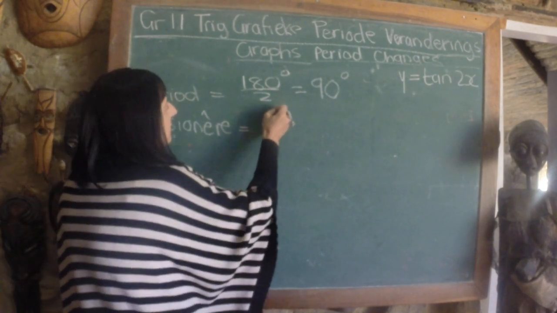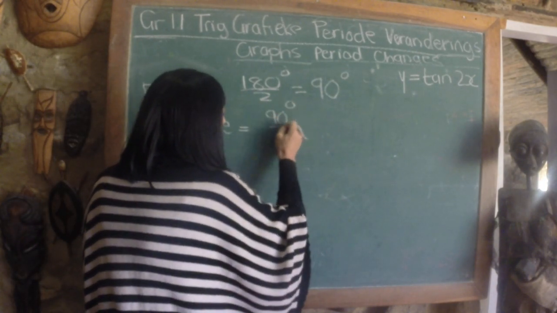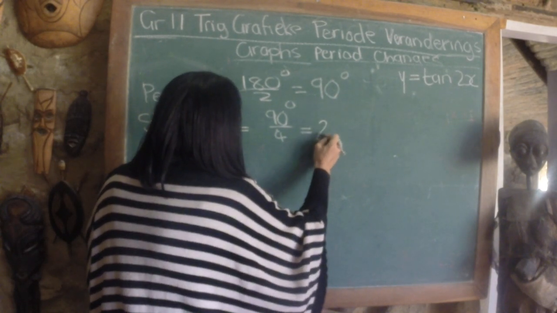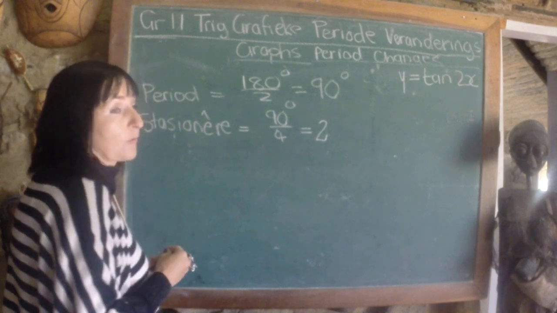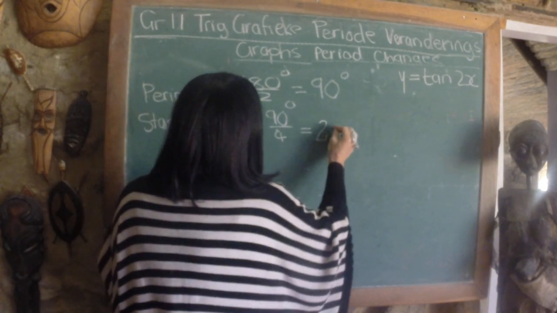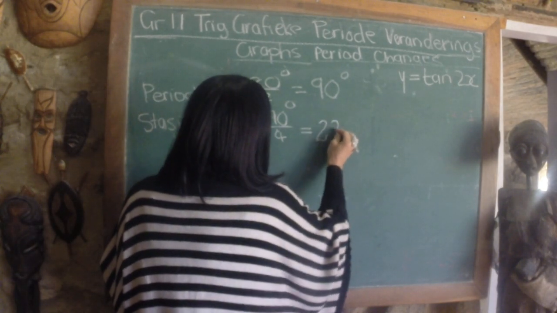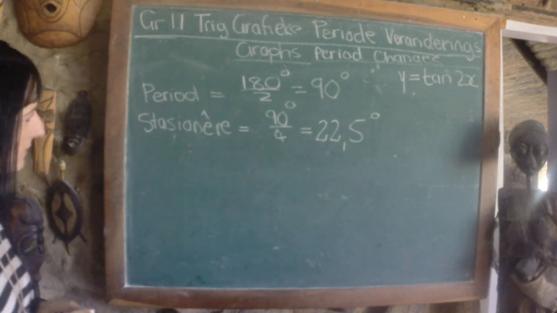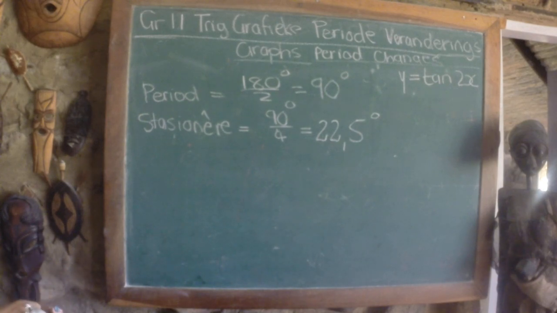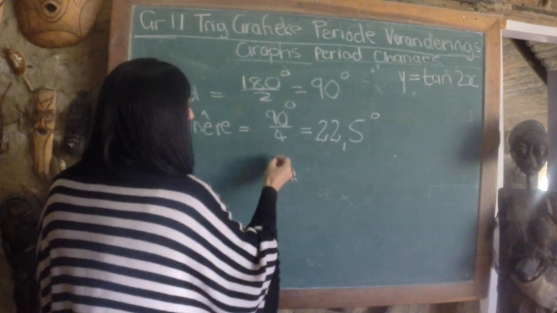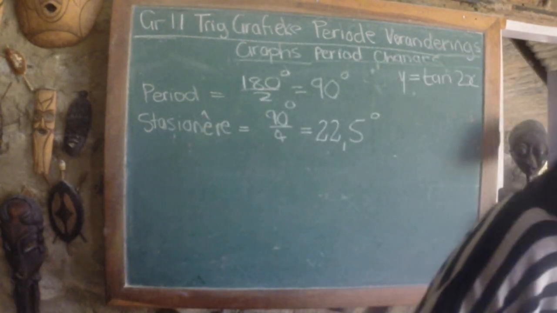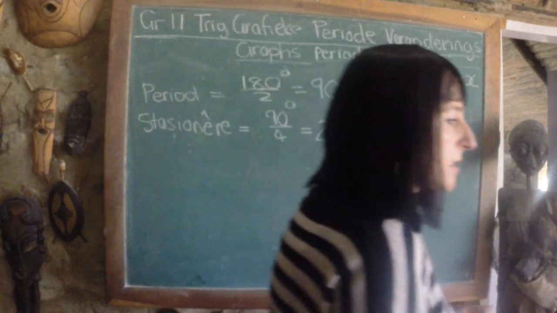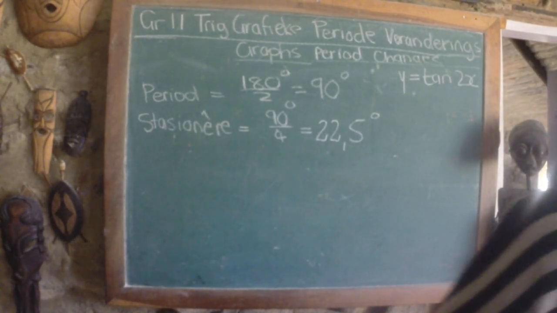Okay? If you take the 90 and you divide it by 4, you've got half of 45, it gives you 22,5 degrees. Helfte van 45. Okay, so now, look at this. Let's draw it from minus 180 up to 180. Minus 180 up to 180.